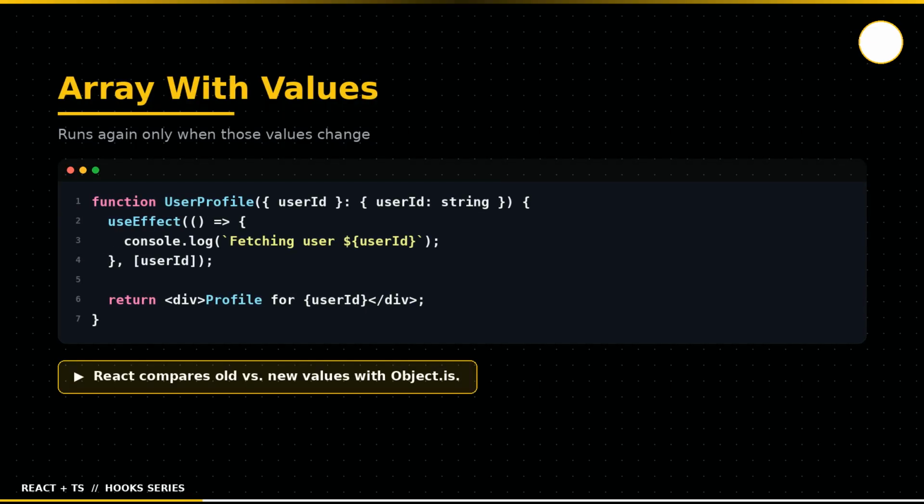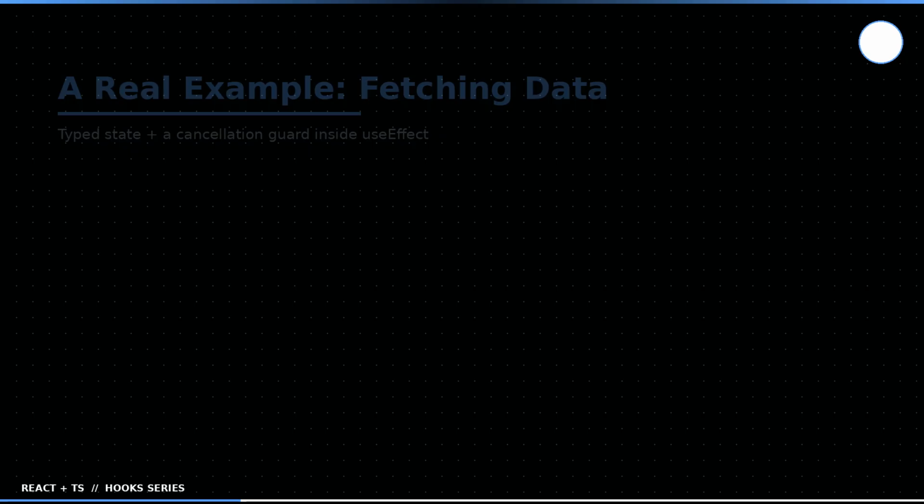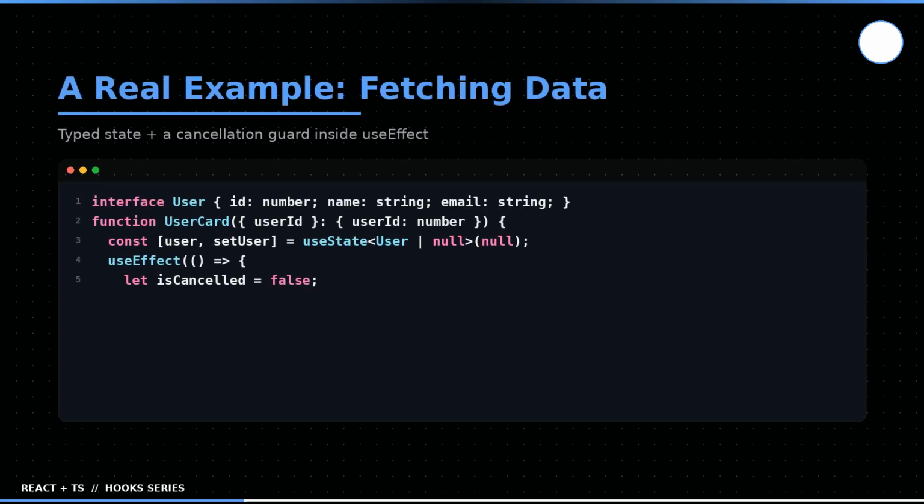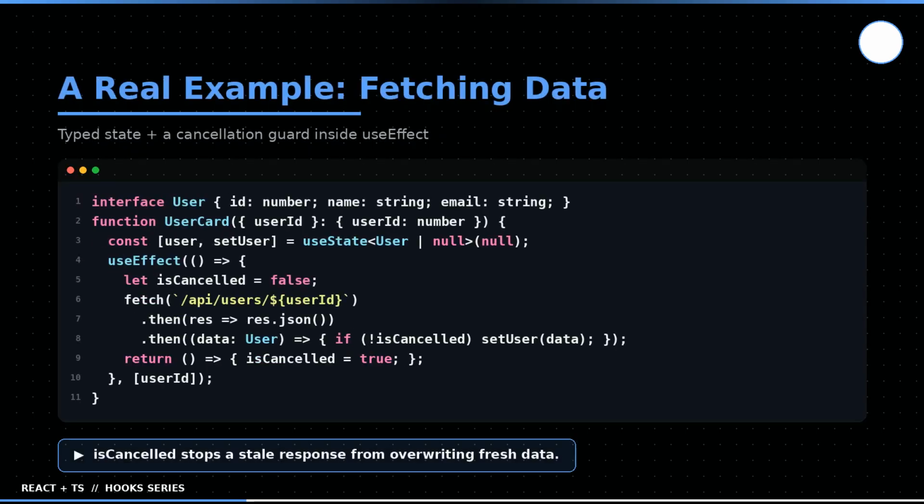Array with values runs when those values change. Function UserProfile, userId string. useEffect, console.log fetching data for userId. Return div, profile for userId. Now the effect reruns only when userId changes between renders. React compares the previous value to the current one using Object.is. Think of the dependency array as answering one question: what values, if they change, should cause this side effect to rerun?